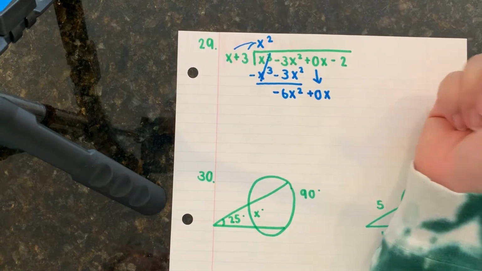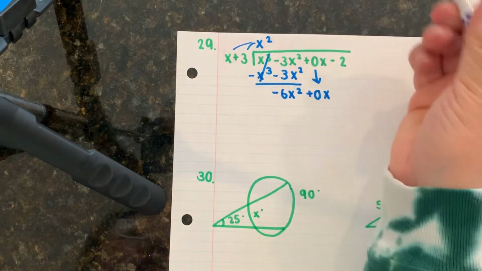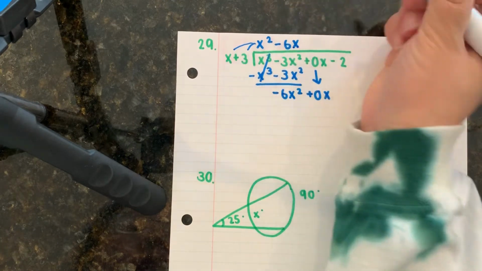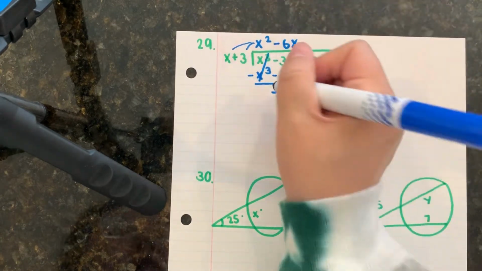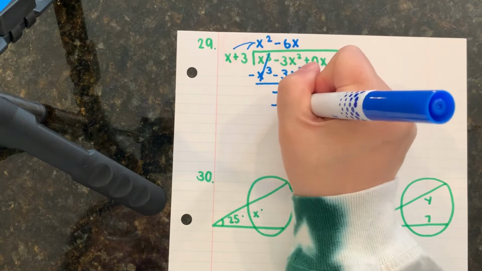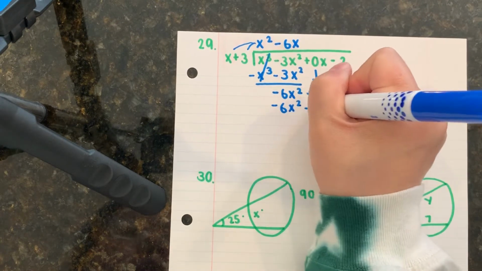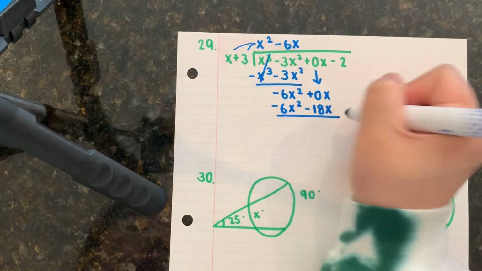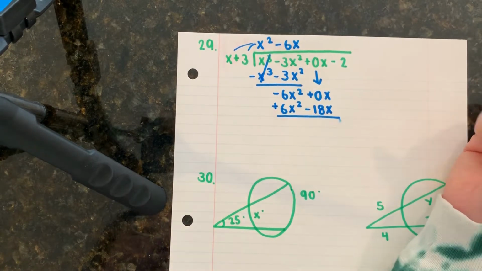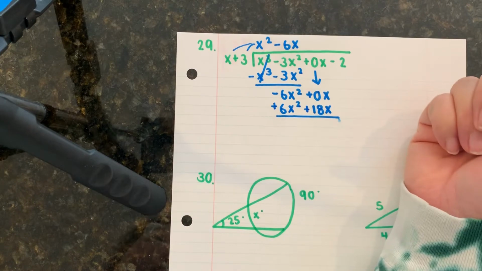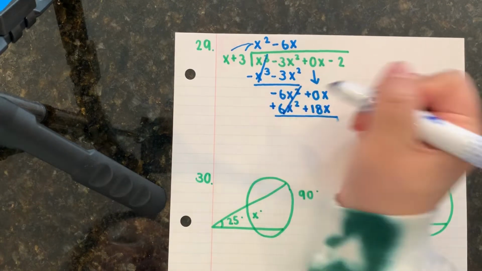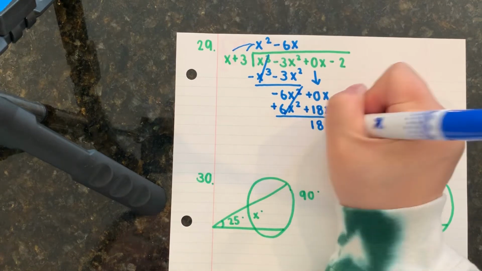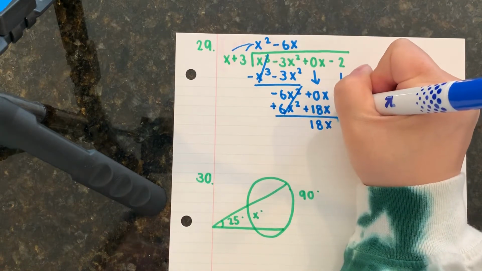Now when we divide, we have negative 6x squared divided by x. Lower the power by 1 would be negative 6x. Multiply this back through would be negative 6x squared and negative 18x. But remember, you have to change the signs. So this negative is going to change to a positive, this negative changes to a positive. Our 6x squareds are going to cancel, and 0 plus 18x would just be 18x. Carry down your negative 2.